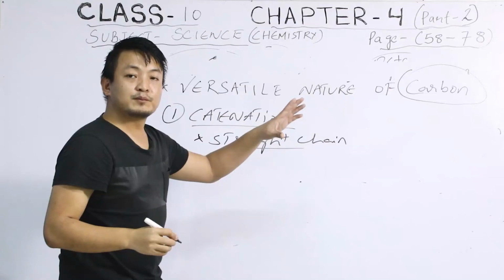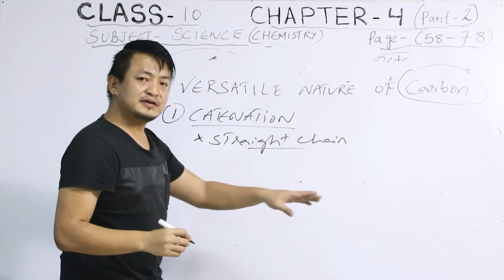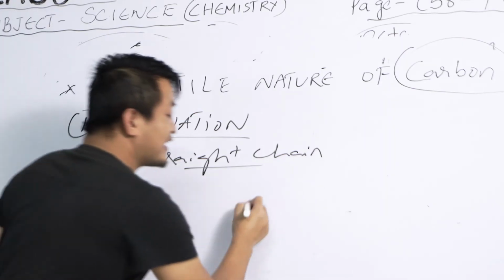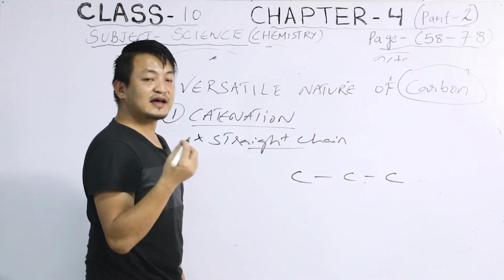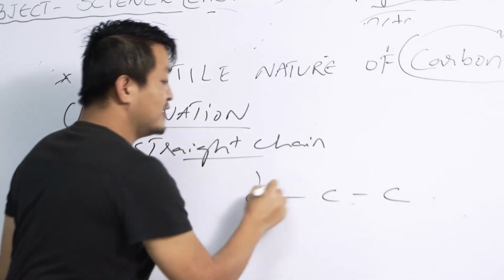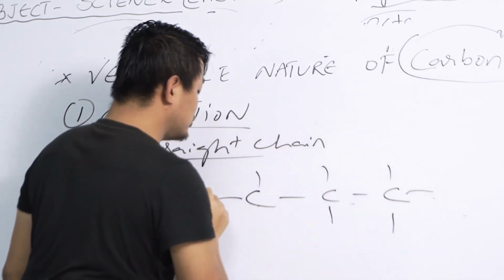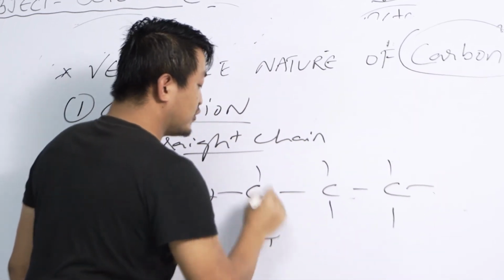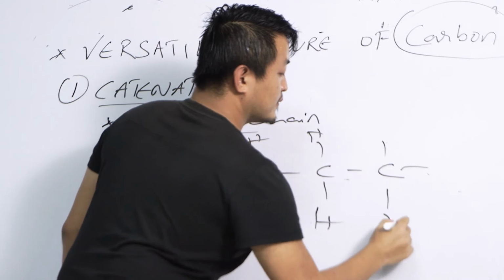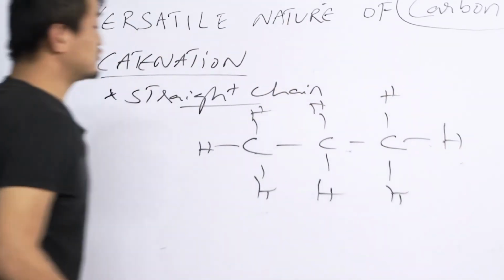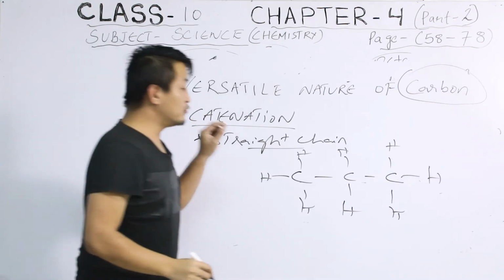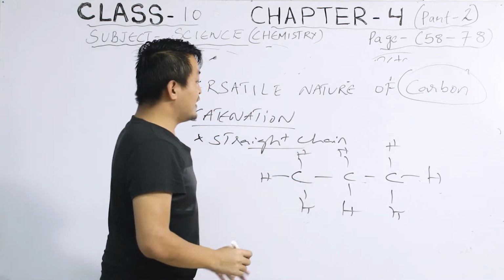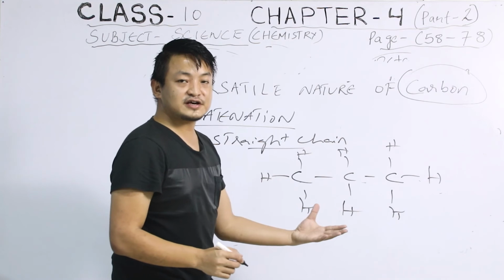Now, let's say propane. Propane means I have 3 carbon, right? And then ane, that means an alkane family. Alkane family. So it has only single bonds. So students, this we call straight chain. We call this one straight chain. And now what about the branch chain?